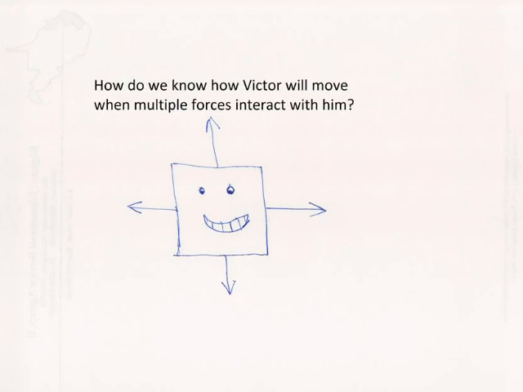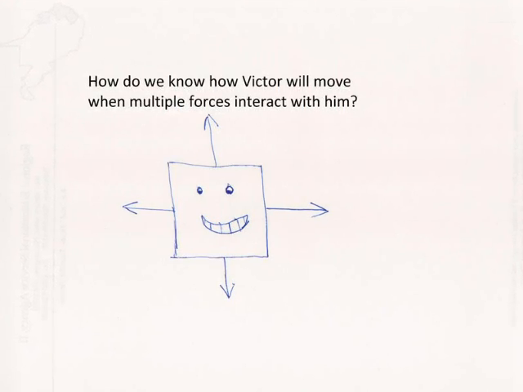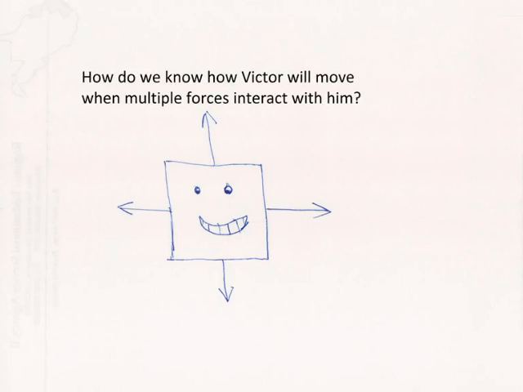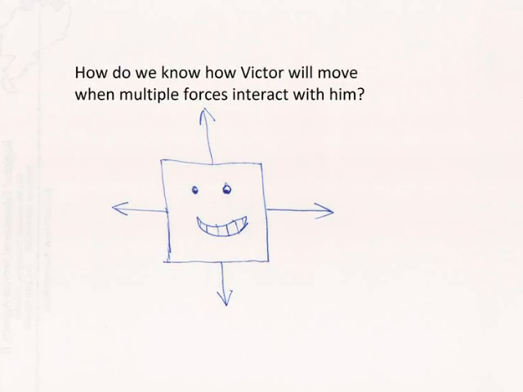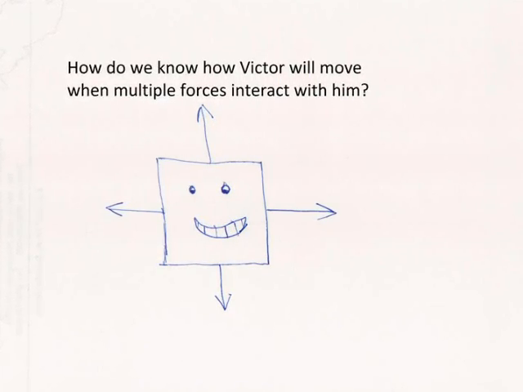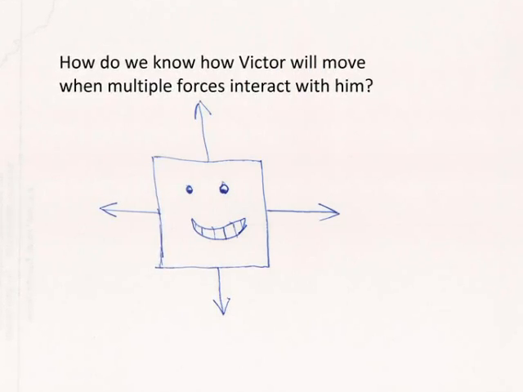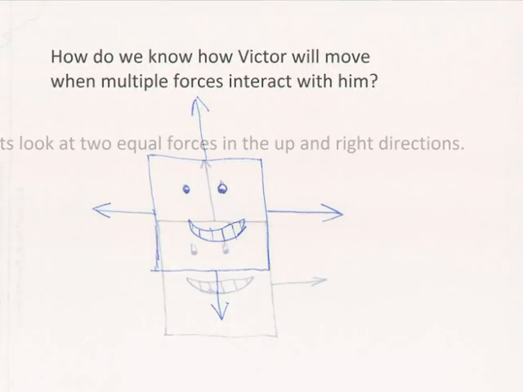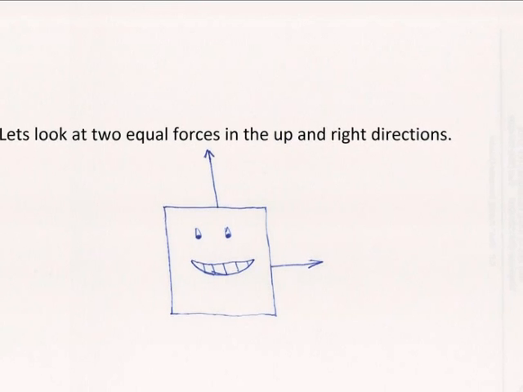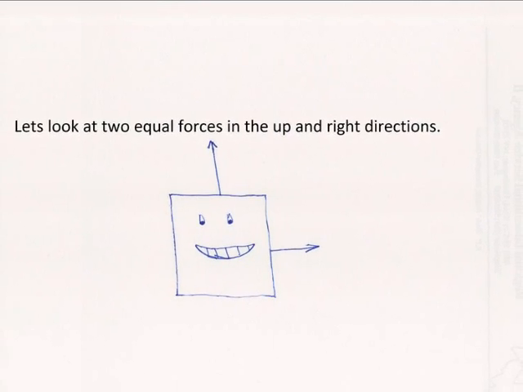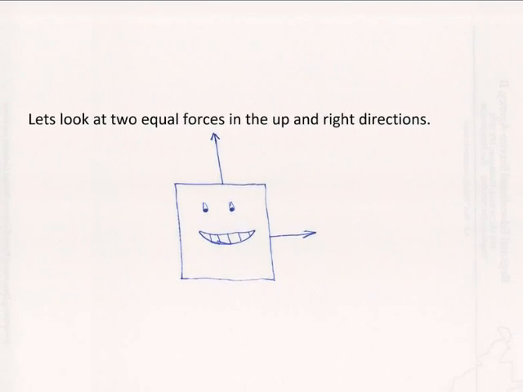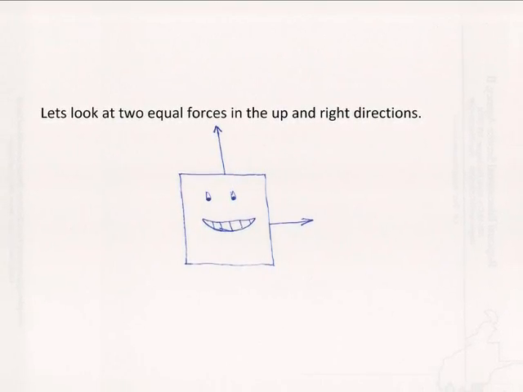Now, what we're going to attempt to figure out is what will happen to Victor if we apply multiple forces at the same time, but not necessarily equal and opposing forces. See, we don't want to reach a state of equilibrium like we mentioned before, so we're going to apply two equal forces in the up and the right directions.